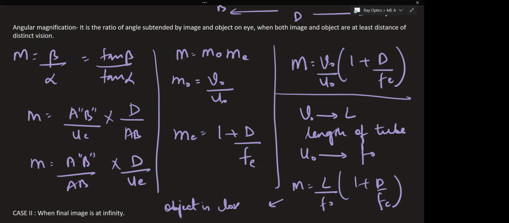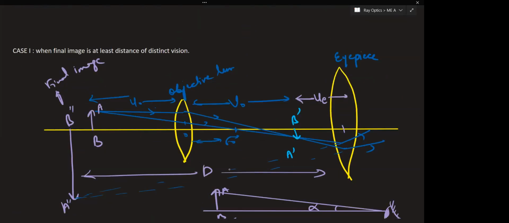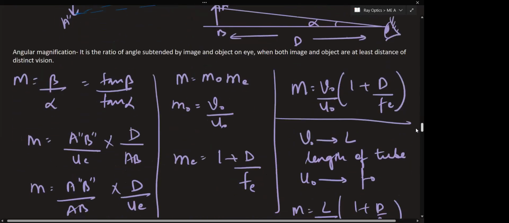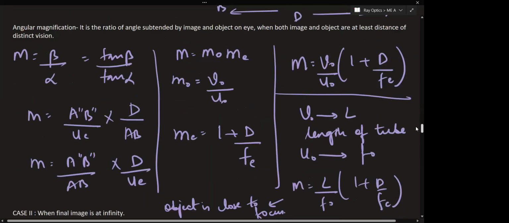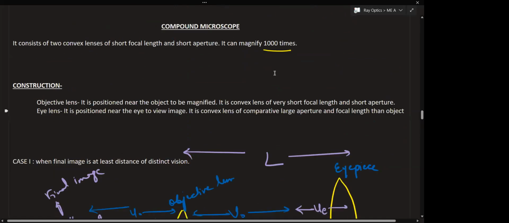The object is close to focus. If by chance the length of tube is given, basically, let me tell you in the diagram, length of tube means this separation between both the lenses. So somehow if the length of tube is given, then you can use this formula. Otherwise, the above formula is sufficient. All right, quickly copy it down.